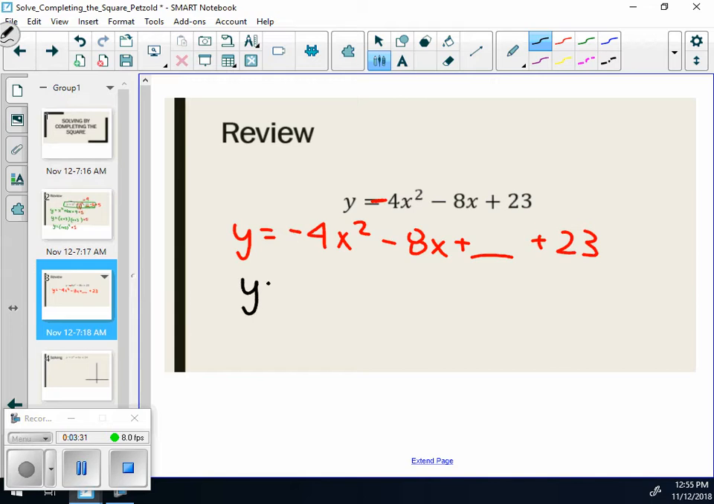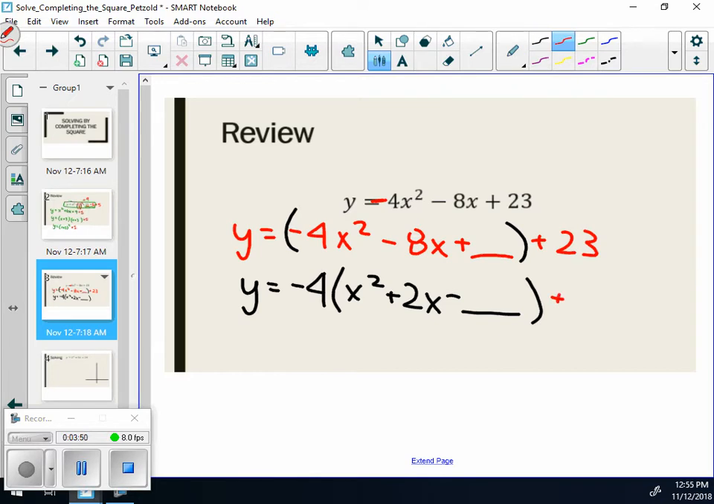All right, we want to factor out this negative 4. So what do we get inside of our parentheses for just looking at that? X squared plus 2x. And then what happens to the plus here? It becomes a minus because we took out a negative 4. And then we've still got our 23 hanging out here. Give me just a moment.